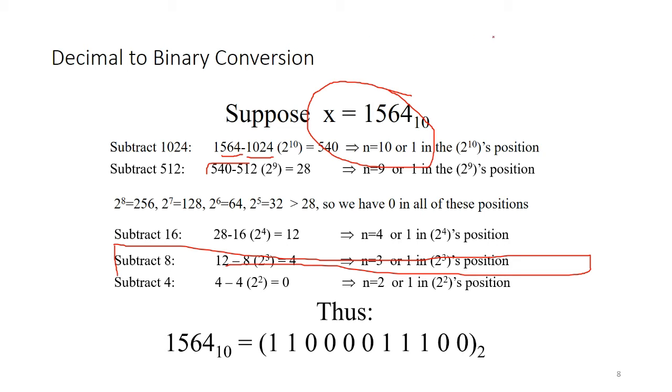So first we will have 1, then 2, 4, 8, 16, 32, 64, 128, 256, 512, 1024, and then we will have how much?